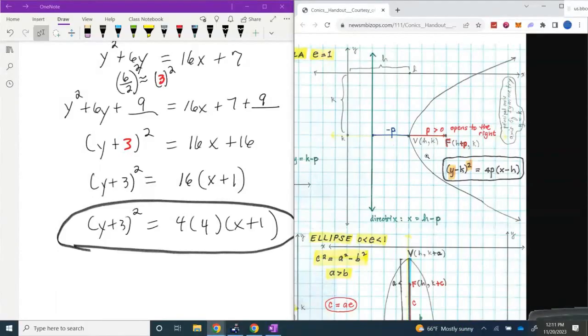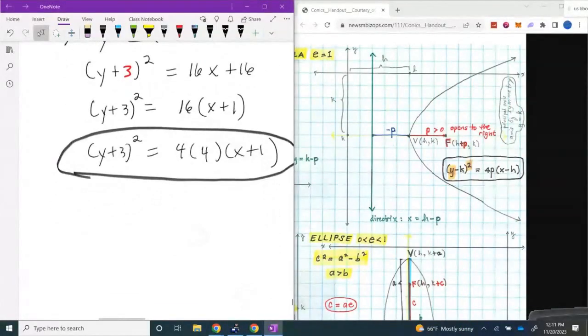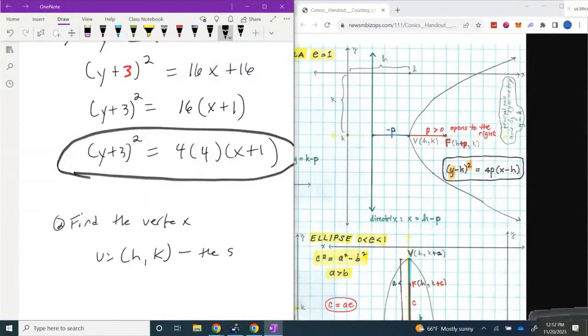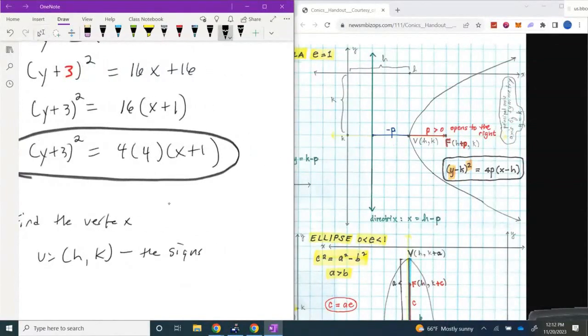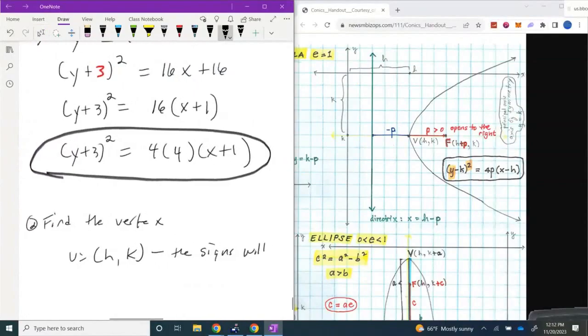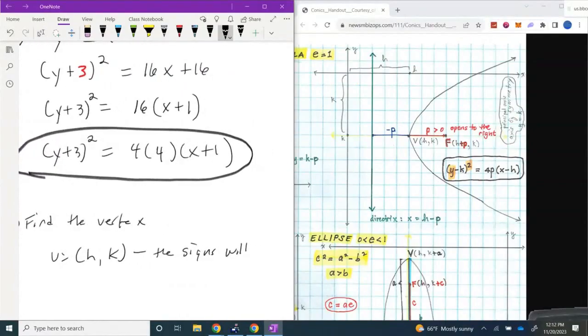What's the vertex? The vertex is going to be in this form. That's the second thing, find the vertex. The vertex is going to be in this form, h comma k. The signs will change when you take them out of your equation.